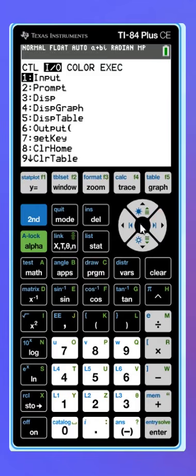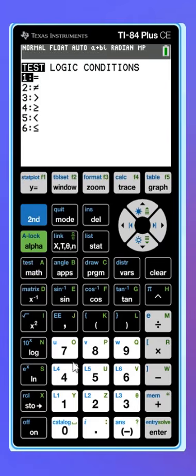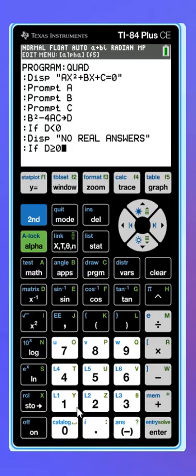Now, I could do an else, but this is the way I wrote it the first time, so we'll go with this. So if the discriminant, again, we're going to do the math, is greater than or equal to 0, then we'll actually calculate the answers.